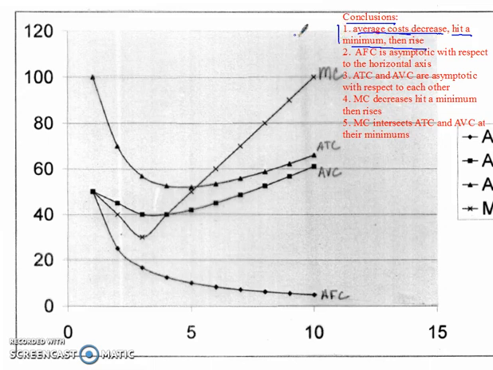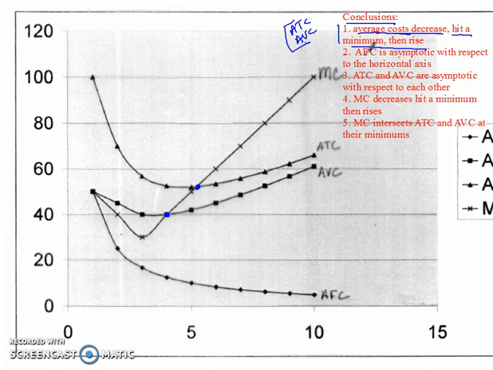The average total cost and average variable cost, those two curves, will always decrease, hit a minimum, and then rise. Here's the average total cost curve. As we increase production, average total cost is going to decrease. It's going to hit a minimum right here, and then it's going to begin to rise. Average variable cost is going to be the same thing. As you increase production, it is going to decline, hit a minimum, and then begin to rise.